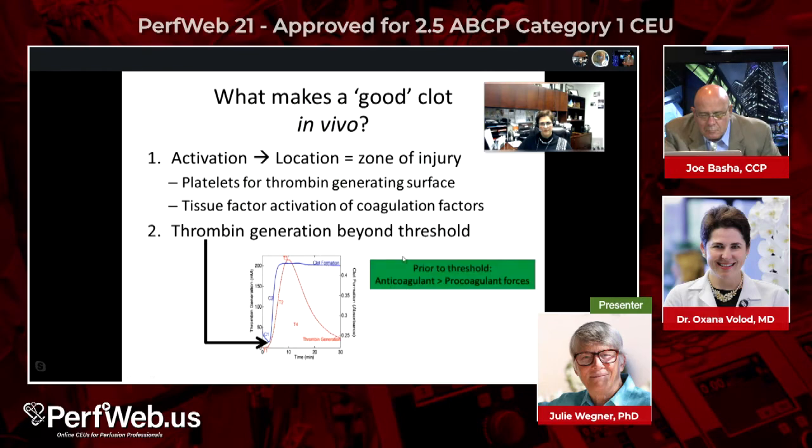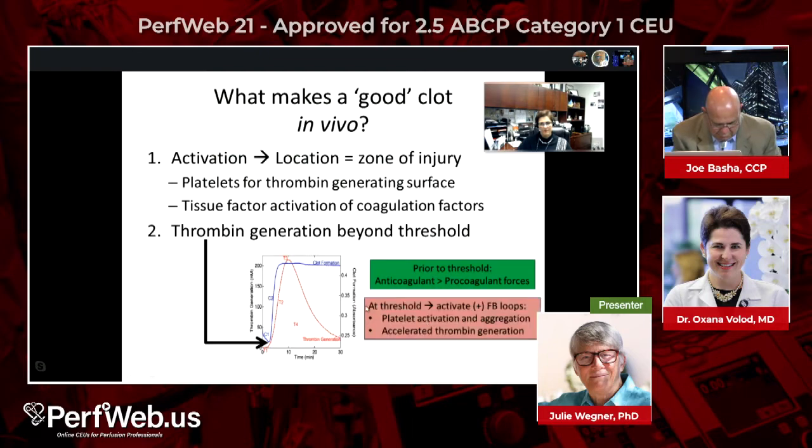A couple of things are happening prior to that threshold. As you know, there are always anticoagulant and procoagulant forces that are trying to maintain balance. Prior to the threshold, the anticoagulant forces are stronger than the procoagulant forces. But once activation occurs with the platelets and the tissue factor on the coagulation pathway, the procoagulant forces overcome the anticoagulant forces, which then allows clot formation to occur. And then at threshold, there are two positive feedback loops that are activated by thrombin. First is more platelet activation and aggregation, and then accelerated thrombin generation. So thrombin is actually required to positively feed back the whole process.